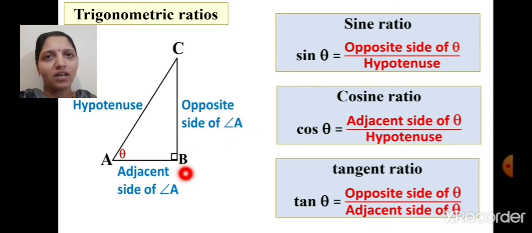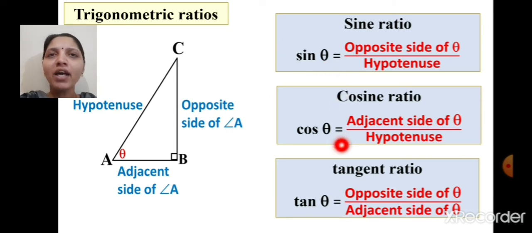Okay, so if you observe these ratios, you can easily find that tan theta you can find by dividing sin theta by cos theta. If you do sin theta upon cos theta, you will get tan theta ratio. Because if you divide sin theta upon cos theta, this hypotenuse will get cancelled, and you will get opposite side of theta upon adjacent side of theta. So these are the 3 important trigonometric ratios we have learned.